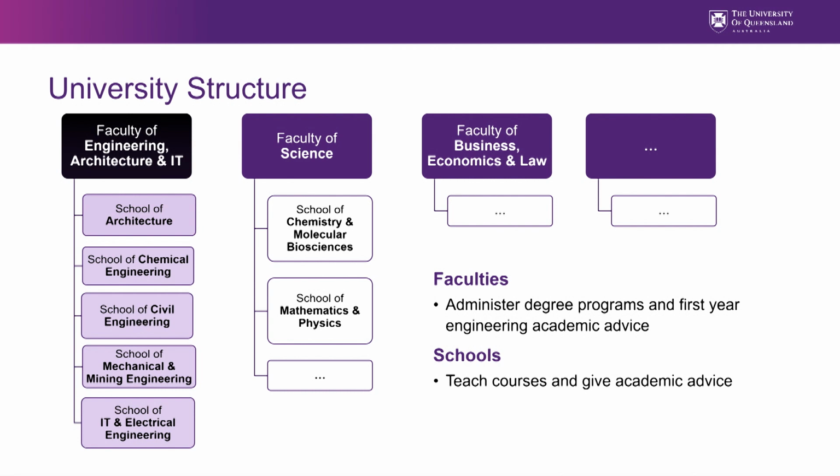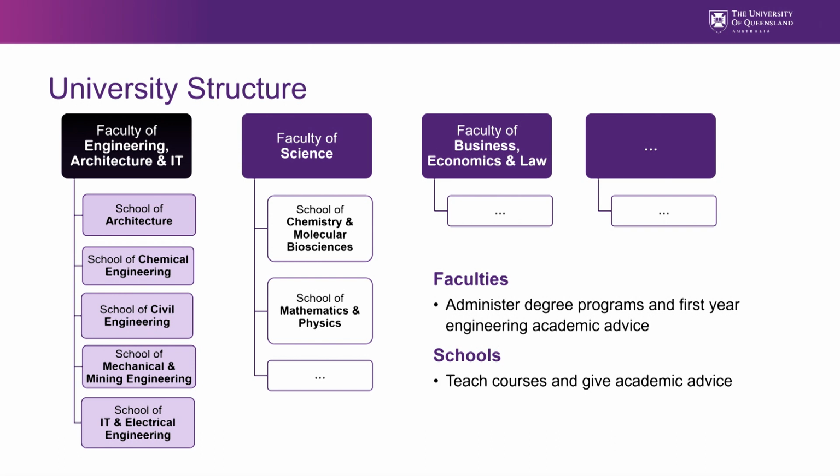So I'm the Associate Dean of the Faculty of Engineering, Architecture and Information Technology. Sometimes we just shorten that to EAIT. Within this faculty, there are 5 schools: the School of Architecture, the School of Chemical Engineering, the School of Civil Engineering, the School of Mechanical and Mining Engineering, and the School of Information Technology and Electrical Engineering.